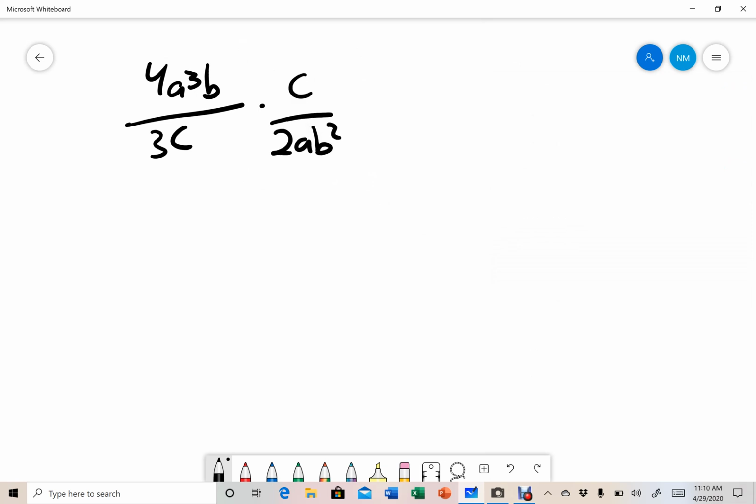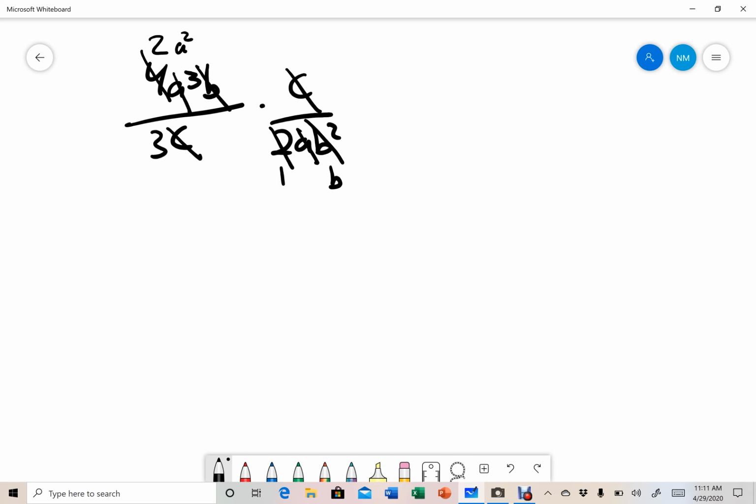Okay, now, again, I can write out my factors here if I want: 2 times 2 times a times a times a times b, and then 2 times a times b times b. You can write it out that way, or you can just say this. 2 goes into 4 2 times, and then I've got 1a here, cancels out an a, so I've got a squared, and then this b cancels out, and I've got b down here. This c and this c cancel out, and everything is canceled out that I can cancel out, okay?